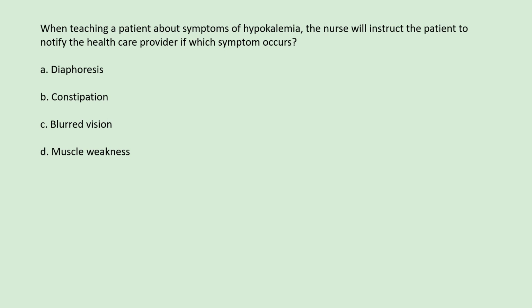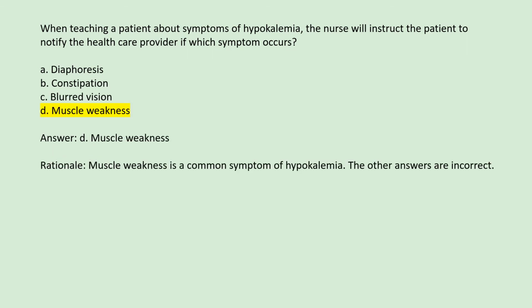When teaching a patient about symptoms of hypokalemia, the nurse will instruct the patient to notify the healthcare provider if which symptom occurs. A. Diaphoresis. B. Constipation. C. Blurred vision. D. Muscle weakness. Answer: D. Muscle weakness. Rationale: muscle weakness is a common symptom of hypokalemia. The other answers are incorrect.